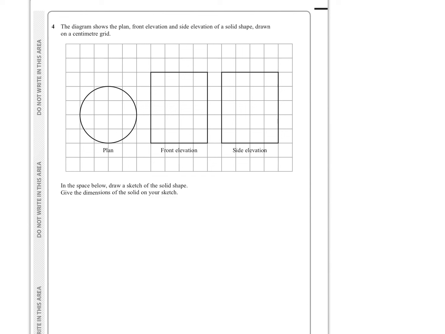Question 4. The diagram shows the plan, front elevation and side elevation of a solid shape drawn on a centimetre grid. So from the top we can see that it's a circle, and then from the front and the side we can see that it's the same rectangle. So this must be a cylinder.